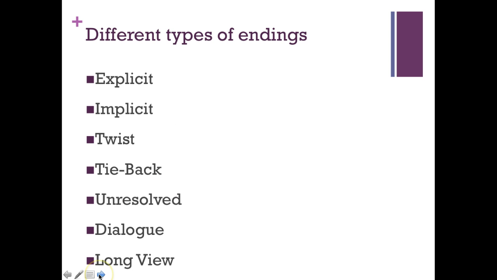Alright. So, these are the different types of endings. We got explicit, implicit, twist, tieback, unresolved. Dialogue, you're not going to use a whole lot, so I got rid of it. So you can get rid of this one. And then long view. Okay?